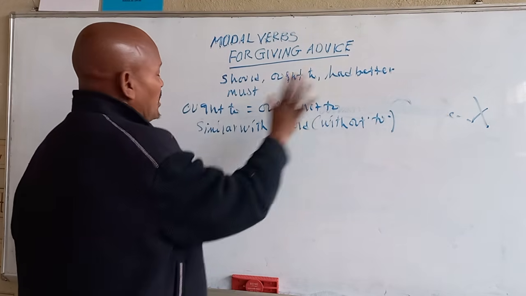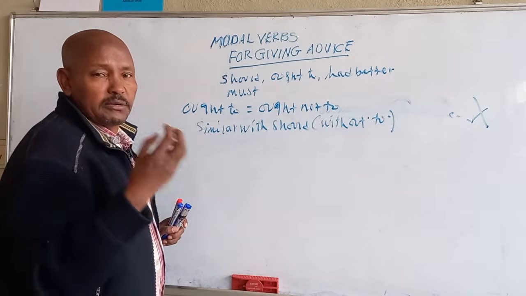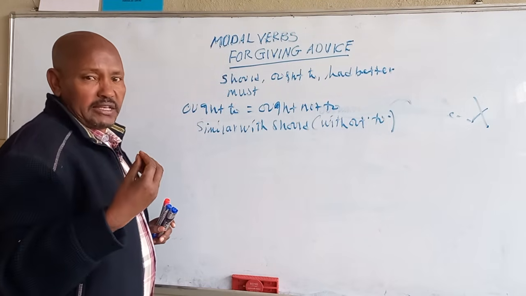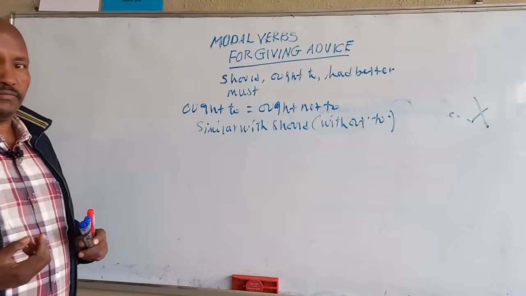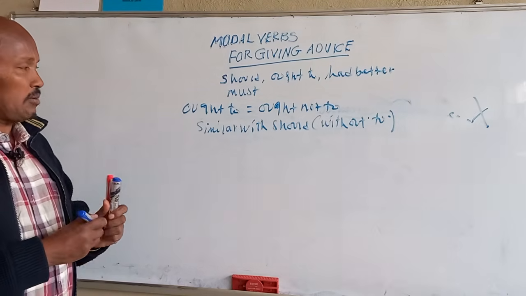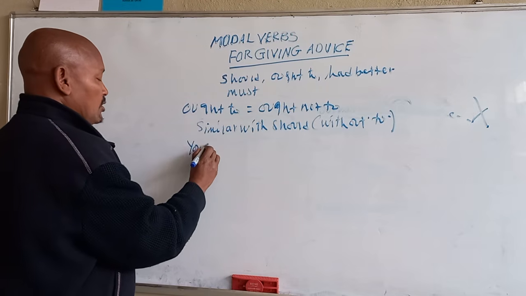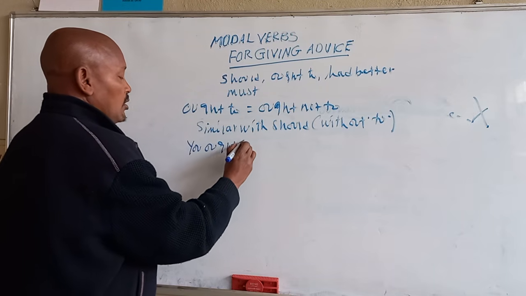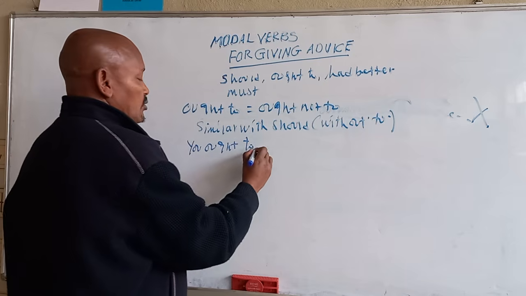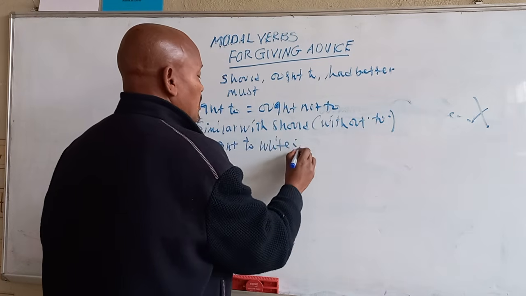Ought not to, which is the negative form of ought to, is acceptable for giving advice if someone suffers from a problem. Right? If someone suffers from a problem, let me give you some examples. Yes, you ought to write in English.